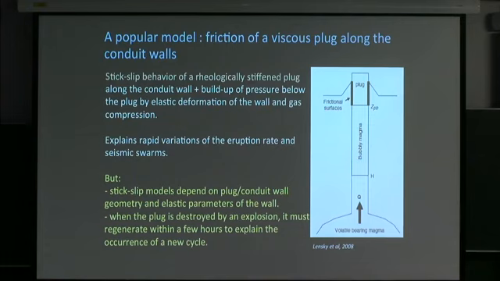So this model is nice because it explains rapid variation in extrusion rate and seismic swarms, but on the other hand, it depends on the conduit geometry and on the plug geometry. Also, when you have an explosion at the surface, the plug is destroyed, and you need to explain its regeneration in only a few hours to explain the occurrence of a new cycle. For instance, at Montserrat, 75 explosions have been observed that succeeded each other with a period of about 10 hours.